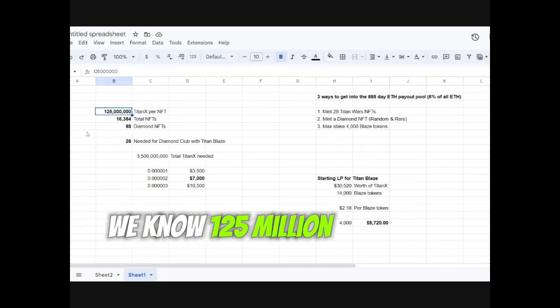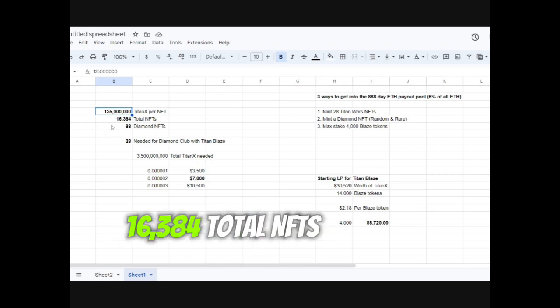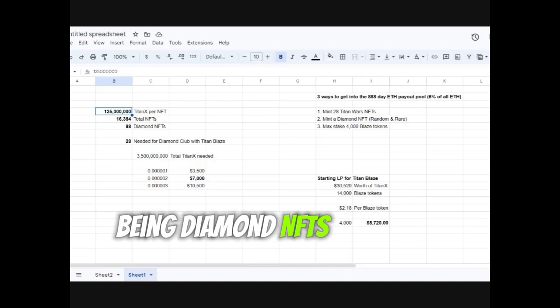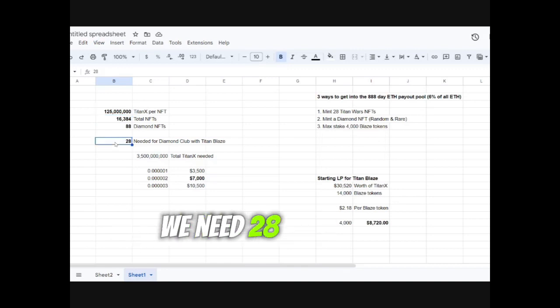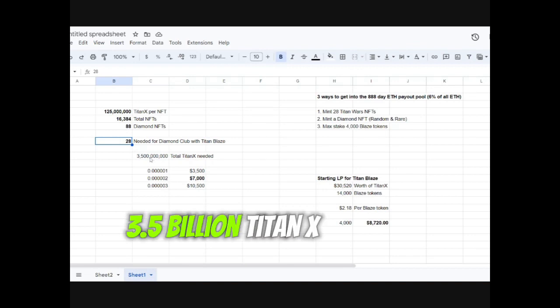We know 125 million TitanX is needed for an NFT, and we know 16,384 total NFTs are out there. 88 of these being diamond NFTs. We need 28 NFTs to be eligible for the Diamond Club within Titan Blaze. So 28 times 125 million TitanX is 3.5 billion TitanX needed.